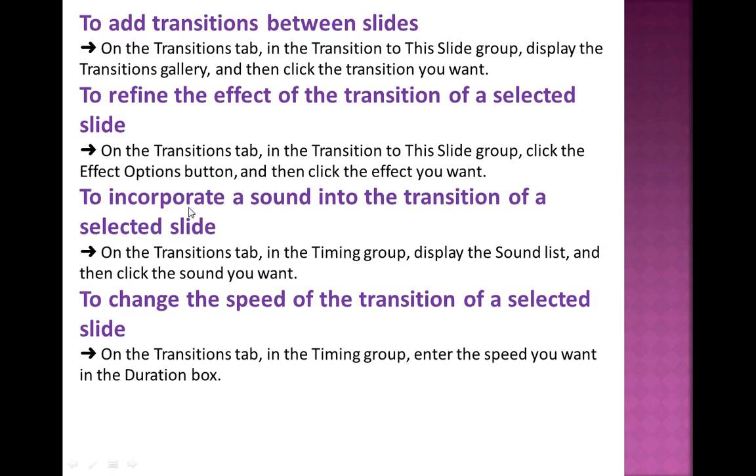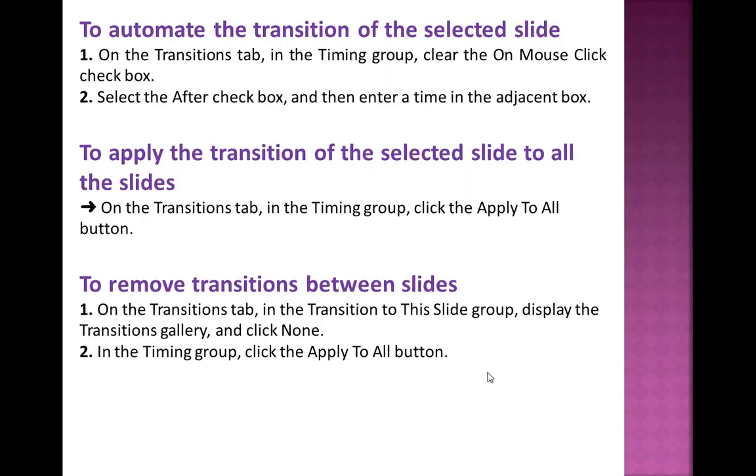Then how to incorporate a sound into the transition? Go to the transition tab, go to the timing group, display the sound list, and then click the sound that you want. Then how to change the speed? Go to the transition tab, all the things are in the transition tab. Go to the timing group, and enter the speed that you want in the duration box.